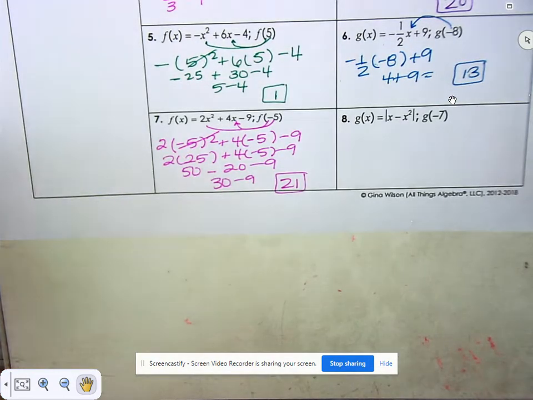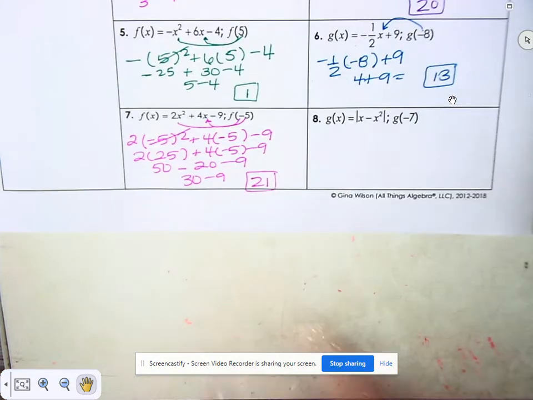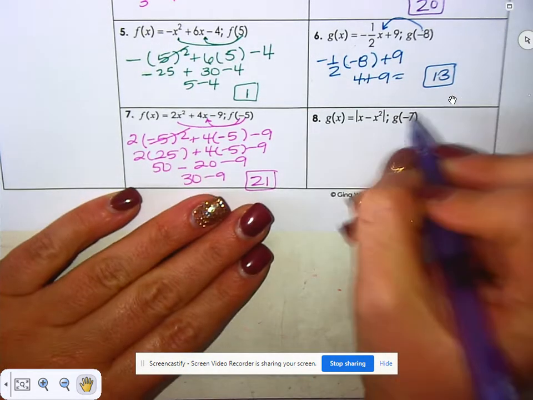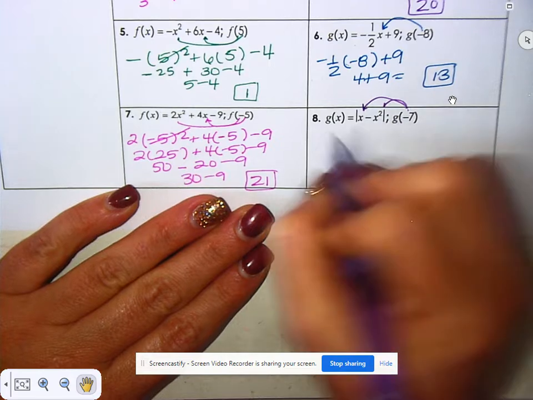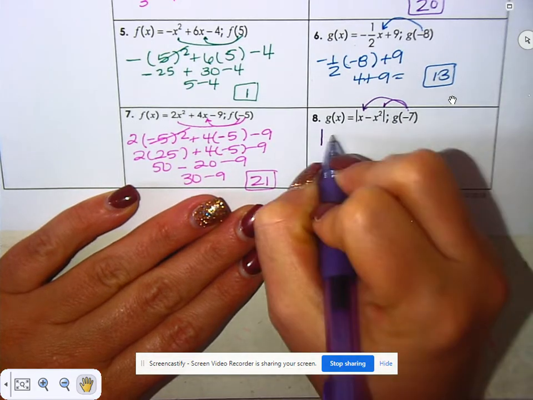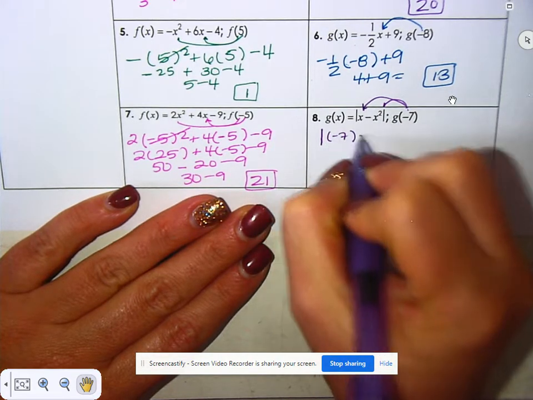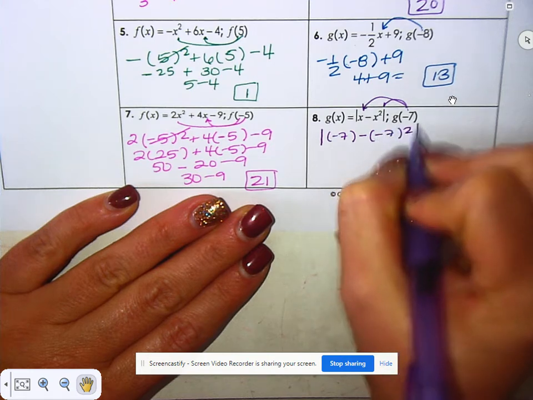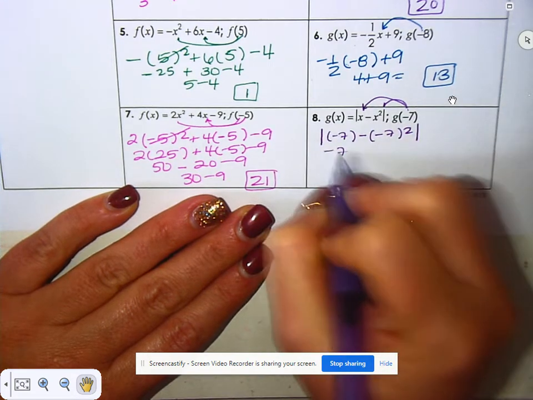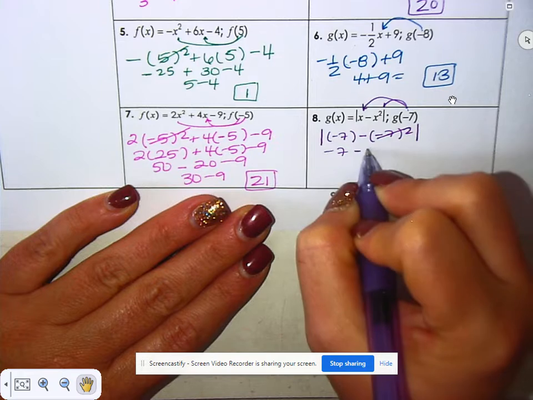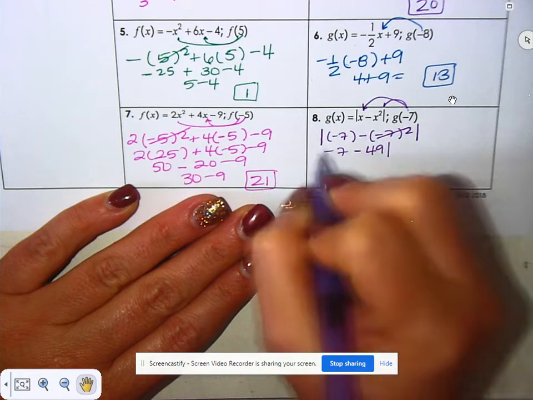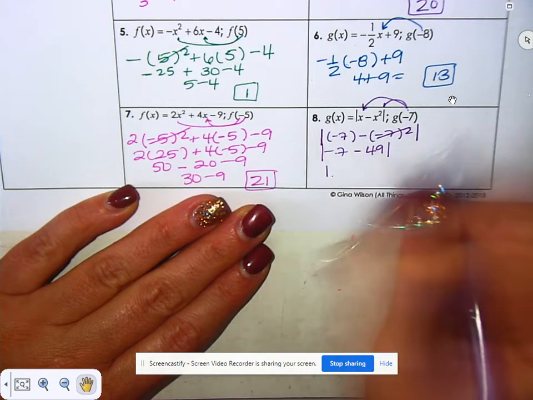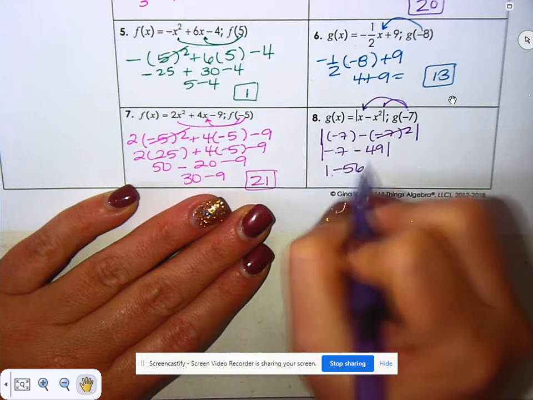All right, now we don't talk about absolute value in Math 1, but we'll just do it here because it's in the problem. So again, I'm going to put these here. These little bars outside mean absolute value. So that's going to be negative 7 minus negative 7 squared. So that's negative 7. That becomes 49. Still got the bars. So negative 7 minus 49 is negative 56.